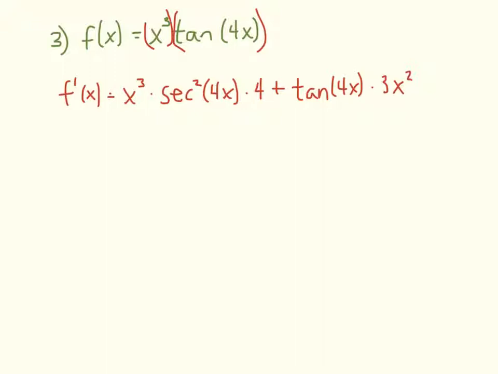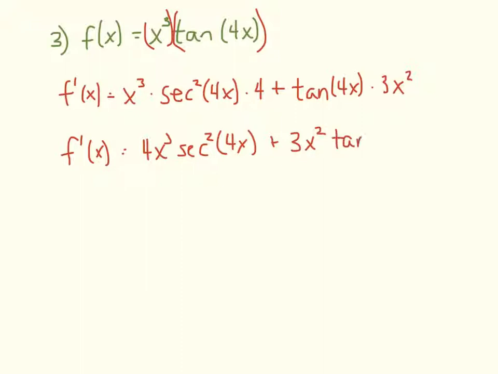Okay, so now anything on the left-hand side that can be cleaned up, we should. And so if you notice here, we have this x cubed times secant squared 4x times 4. So the x cubed and the 4 can come together, and that would be 4x cubed secant squared 4x, plus the 3x squared, and then tangent 4x.